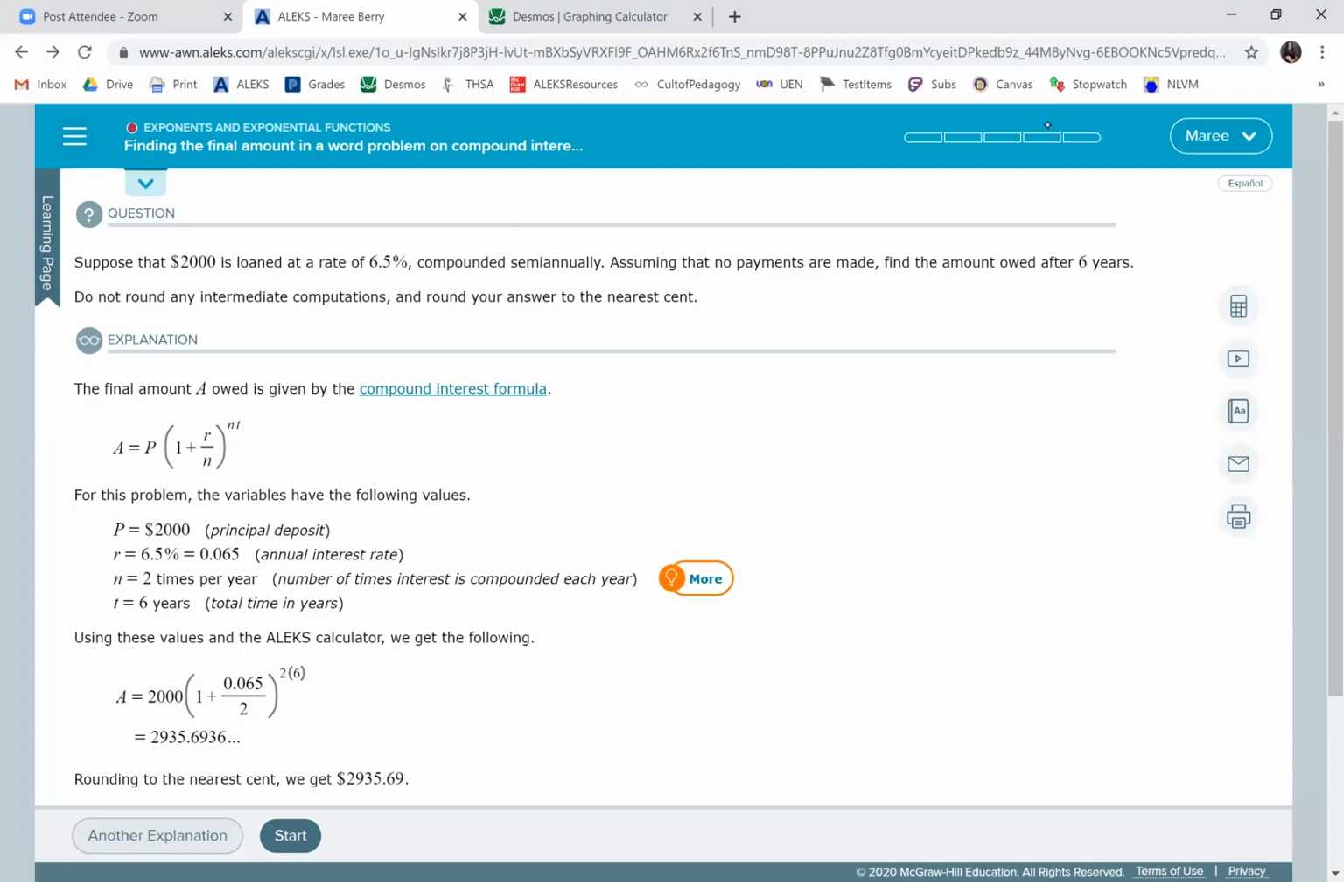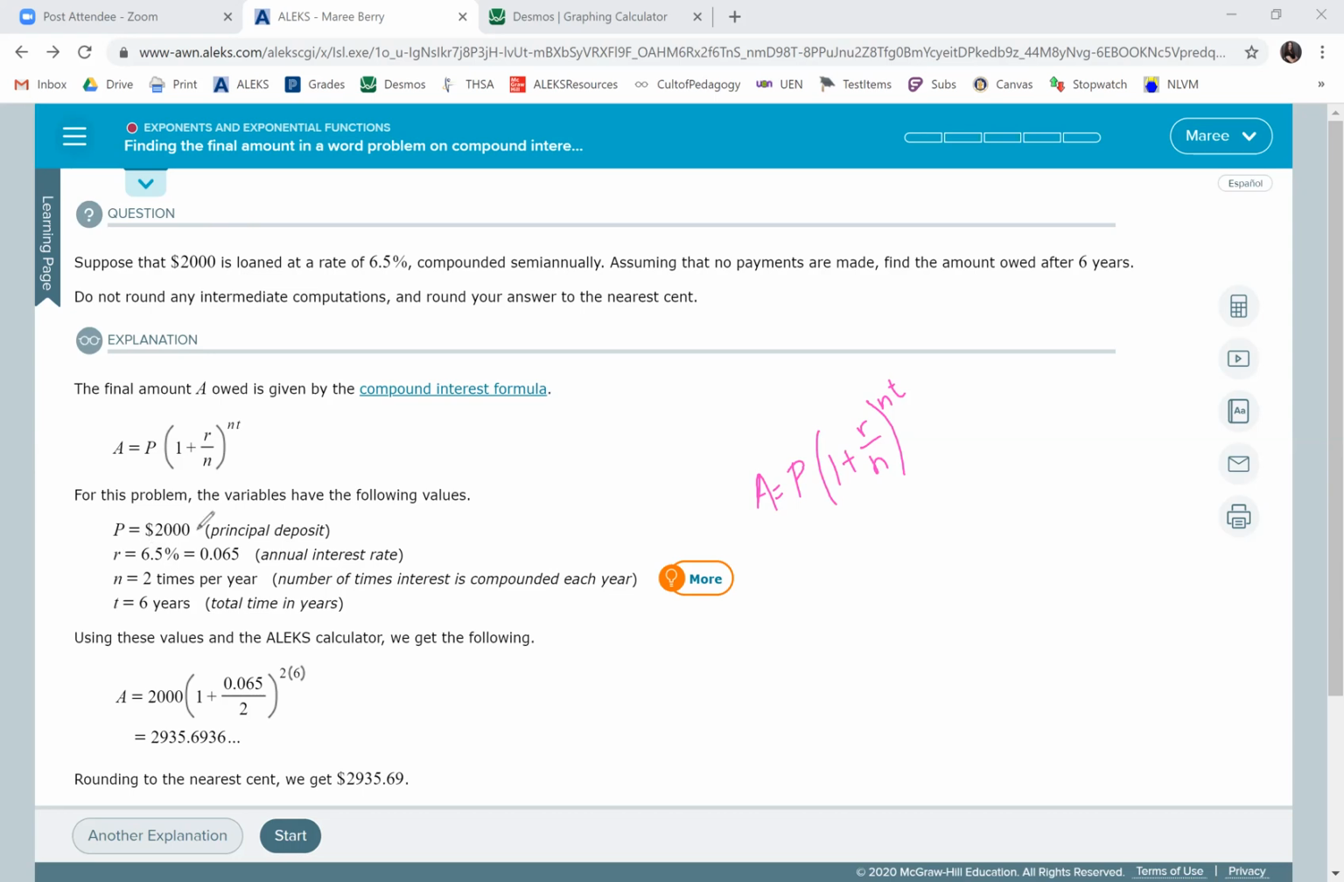You definitely need to know this interest formula. So let me write it down. P is the principal amount, and then you have to do 1 plus the rate over N, where N is how often it's compounded, and then T is the time in years.